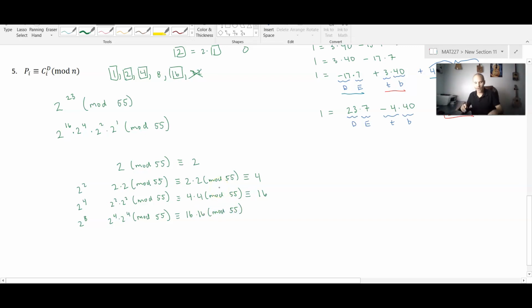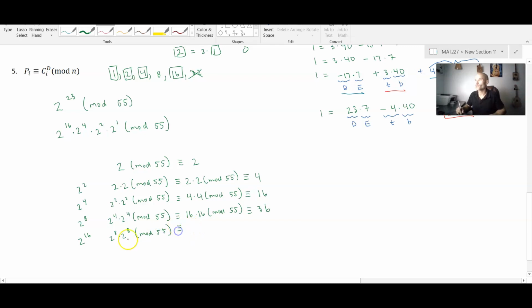And I think we're in motion here. 16 times 16 is 256, and 55 goes into 256 4 times, leaving me with a remainder of 36. Okay, great, and that's now a valid remainder. So now we move on to 2 to the 16th, which is 2 to the 8th times 2 to the 8th mod 55.